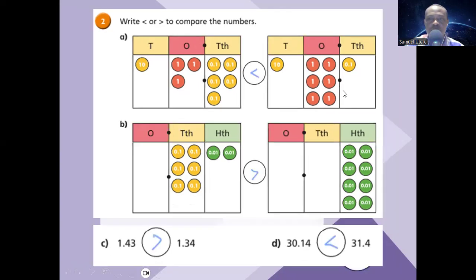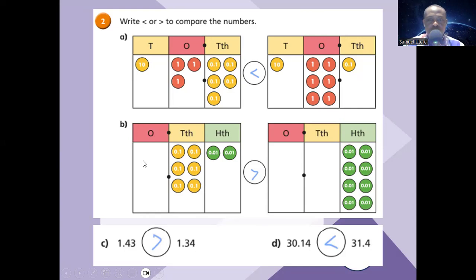Here you are simply asked to put the correct comparison operator, the greater than or less than sign, in the correct position. So we can see here that this is the tens, the ones, and the tenths. They're the same, but when you compare these, you see that this has more counters compared to this in the ones column. So this number is clearly greater than this number.